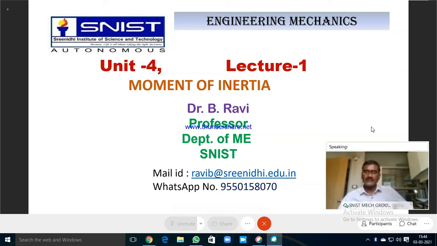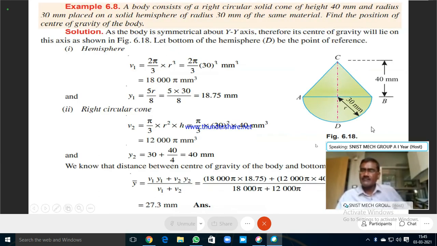Yes, D point is the reference, correct. D point is, that is a horizontal line is the reference, horizontal line. Draw a line passing through D, and D is the reference. You are locating the centroidal coordinate from D only. Okay.